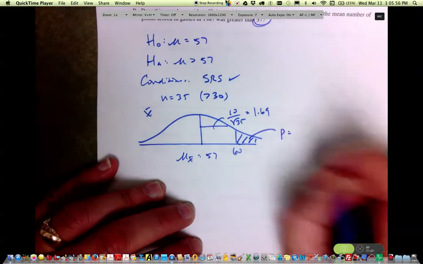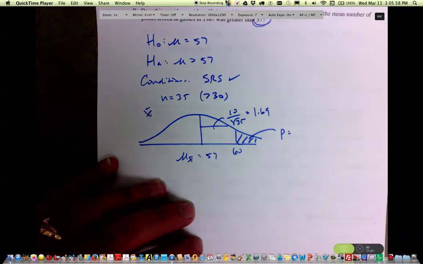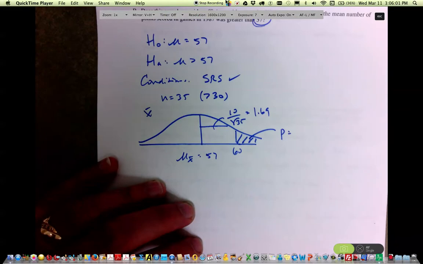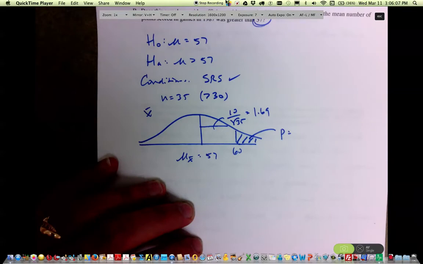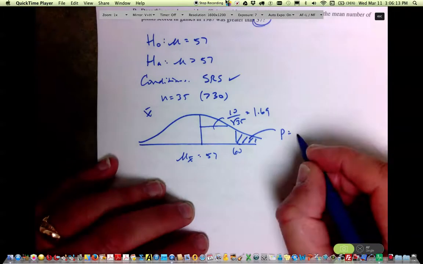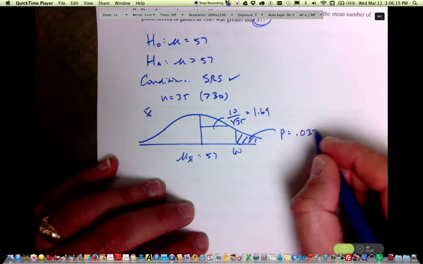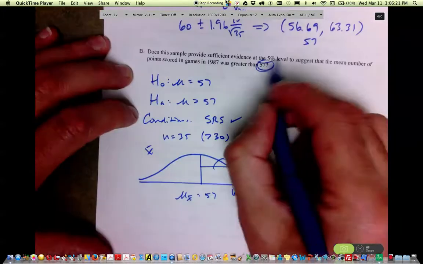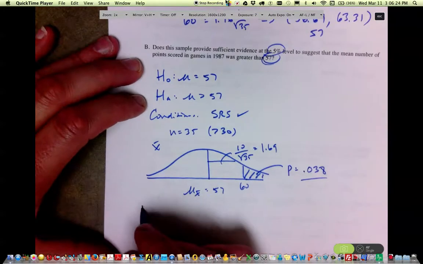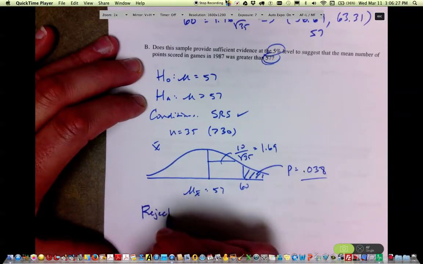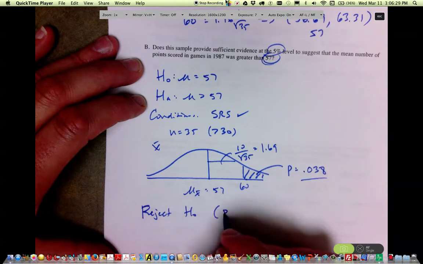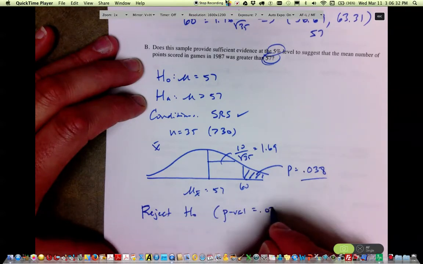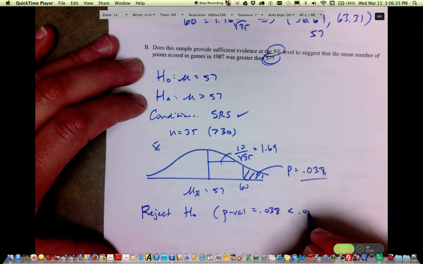So our p-value is going to be this probability out here. Again, that's a normal CDF. We're going from 60 to something really big with a mean of 57 and a standard deviation of 1.69. It gives me a p-value over here of 0.037 or 38. Okay, that's a small probability compared to 5%, so we're going to reject the null hypothesis. The p-value is 0.038, which is less than 0.05.